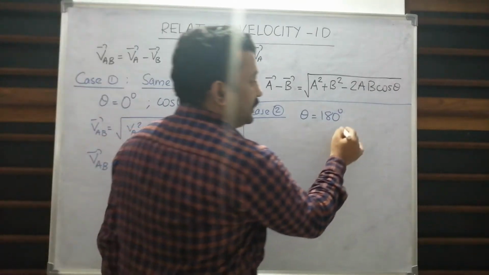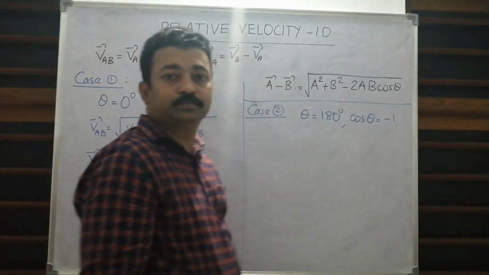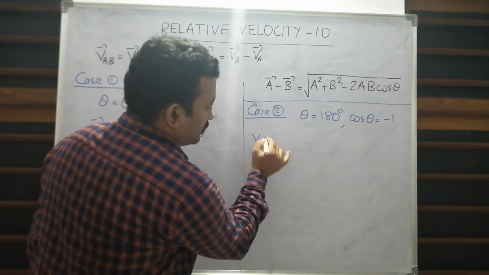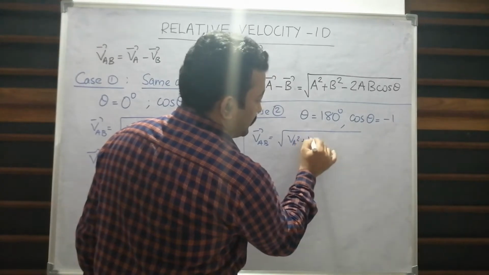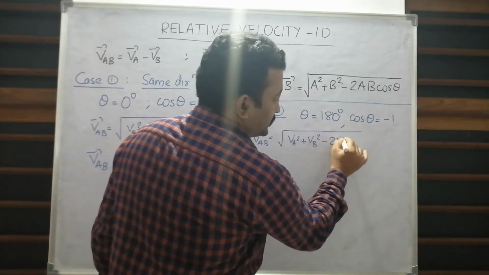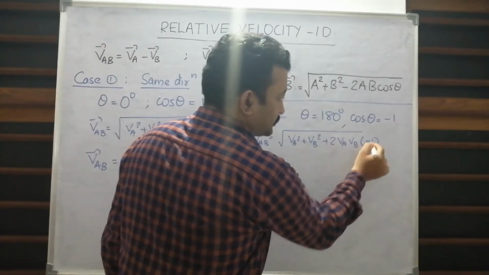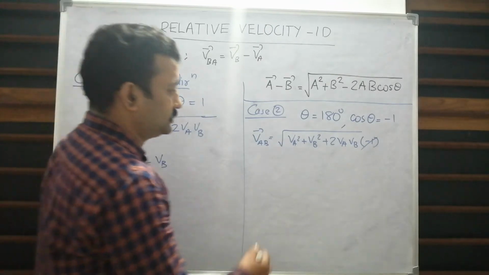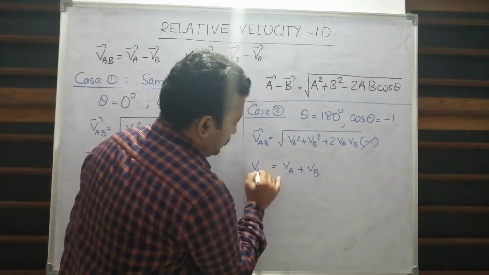Theta is 180 degrees. What is cos theta? That is minus 1, as you know. What will be the expression? VAB will be equal to root of VA square plus VB square minus 2 VA VB into minus 1. This is positive, right? The expression is simple, (a plus b) whole square. This is VA plus VB.